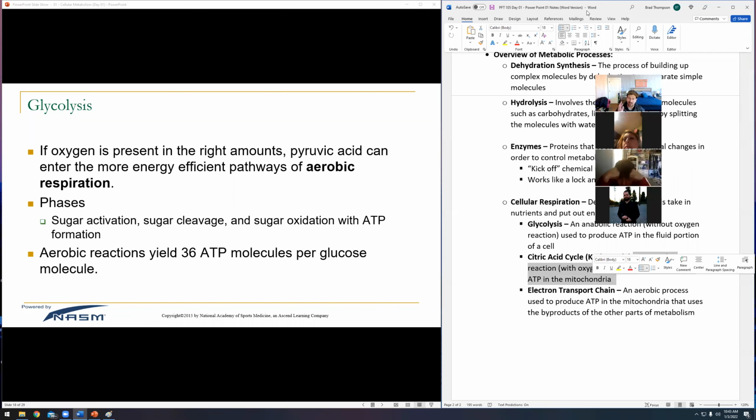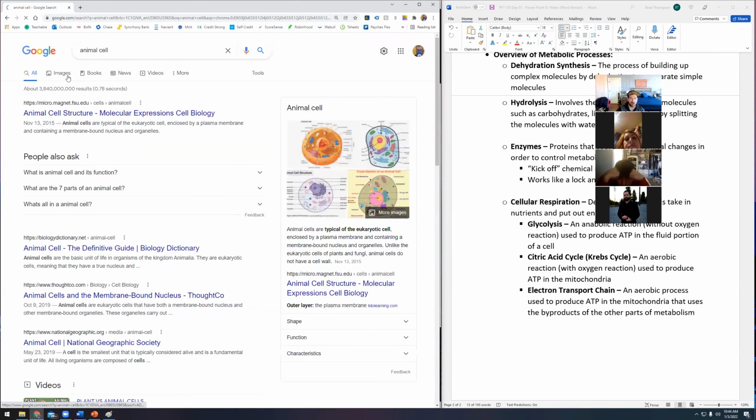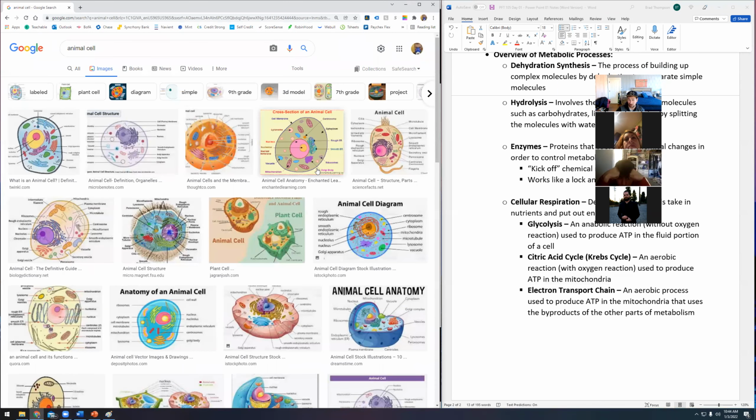Now, I said this is an oxygen environment. I said that all your cells are wet. So how do you have oxygen in the wet cell? You know, how do you have oxygen underwater? Well, that's why you got these really cool little things called the mitochondria. You guys might remember this from high school.